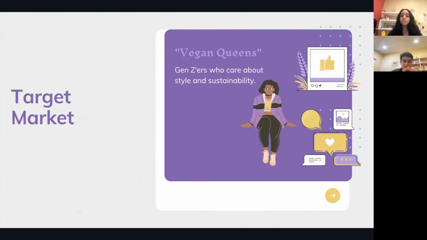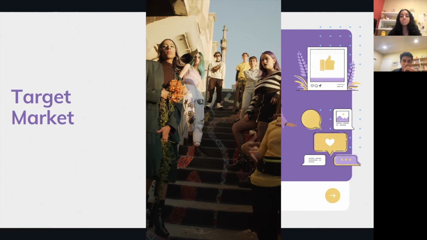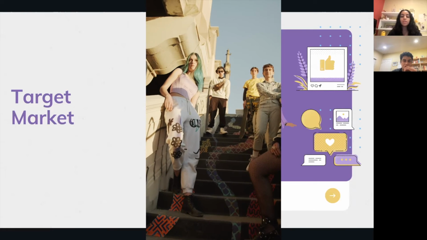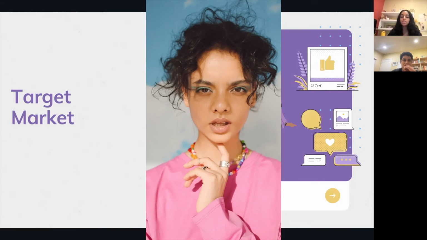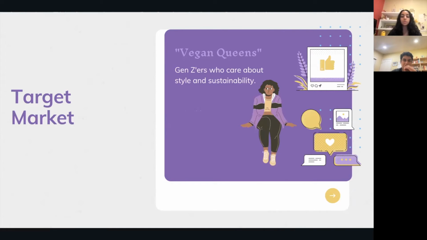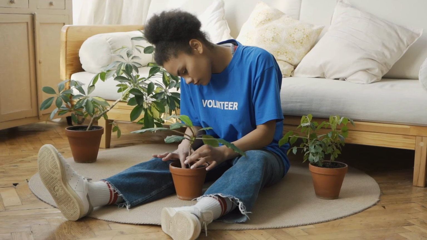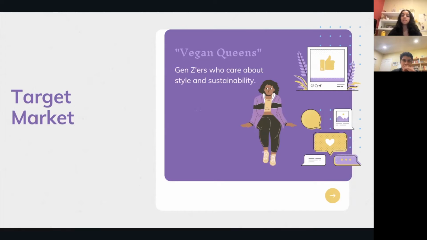We've coined the term vegan queens for our market segment. These groups of people live in metropolitan cities and care about their style, hence the name queen. Demographically, they're young adults, Gen Z, and psychographically, they care deeply about social causes, including climate change. Some even go vegan for it, hence the name vegan. FashStack is perfect for their needs.